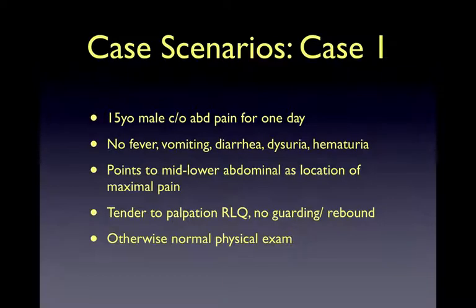Let's start with a couple of case scenarios. First, you have a 15-year-old male who complained of abdominal pain for one day. He denies any fever, vomiting, diarrhea, dysuria, or hematuria. He points to the mid-lower abdomen when asked about where his maximal pain is. He's tender to palpation on the right lower quadrant without any guarding or rebound tenderness. He had an otherwise normal physical exam.